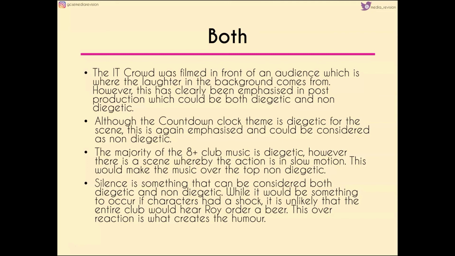So silence is something that we would expect if something shocking happens. If something shocking is mentioned or said, then we would expect characters to respond by becoming quiet. But it's unlikely that the entire club would have heard Roy order a beer. So the overreaction here is what creates the humour, and that's really important in sitcoms. Silence, in any show, can be something that can be analysed. So a lack of sound is just as important as sound itself.